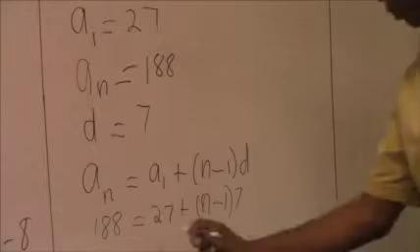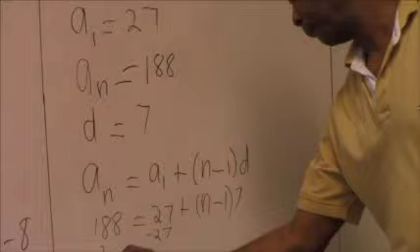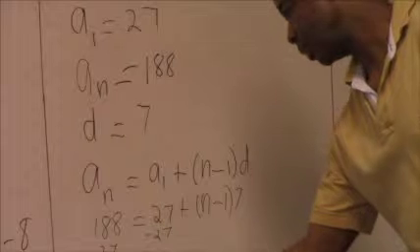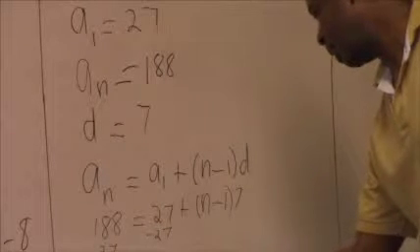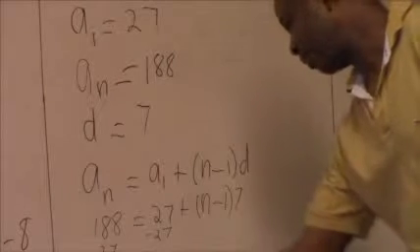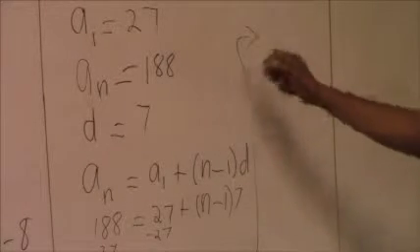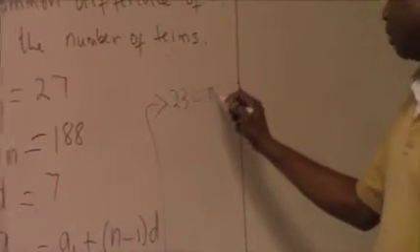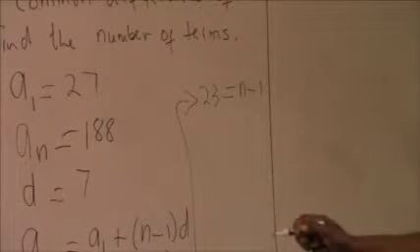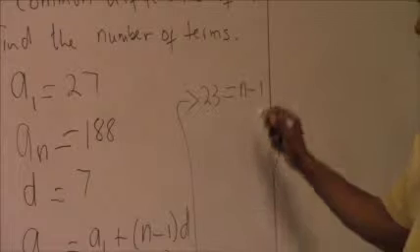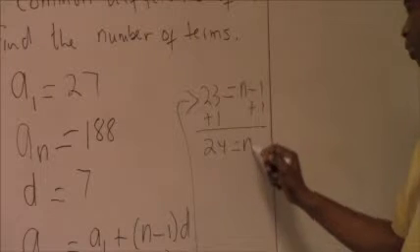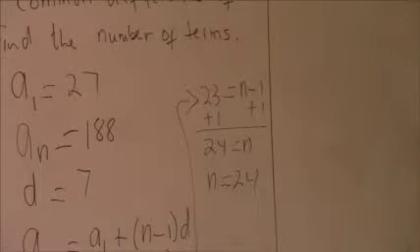We're going to subtract 27 from both ends. So what do we have then? We have 161 equals 7 times N minus 1. We're going to divide by 7, divide by 7. We'll do that division. We're going to have 23 equals N minus 1, because the 7 will cancel here. So now we add 1. We have 24 equals N, which means N is equal to 24. That means this progression has 24 terms.